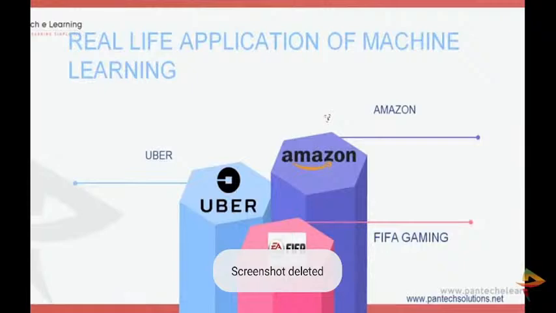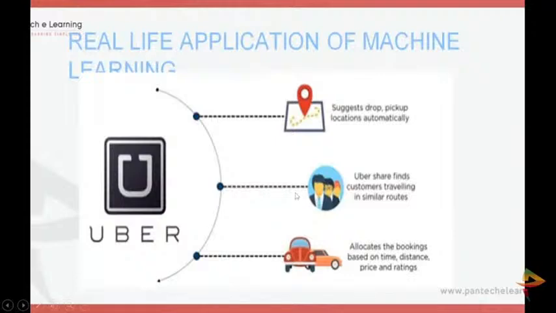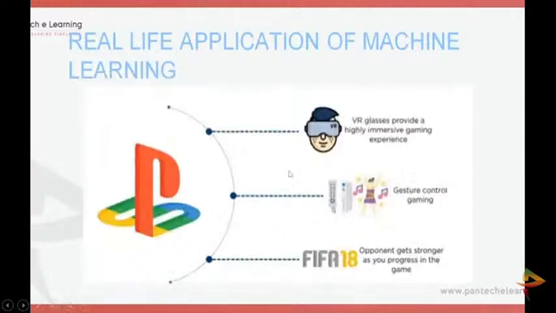So Uber means we are suggesting drop or pickup locations automatically. In nearby locations we are choosing the Uber live location. Uber shares friends' customers traveling in similar routes. So in this, it allocates the booking based on time, distance, price and ratings. Based on this, real lifetime Uber will be applicable.